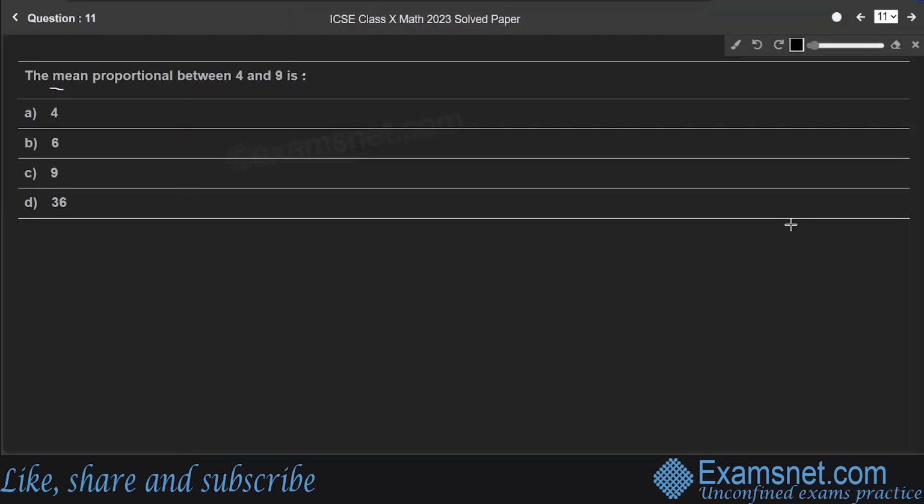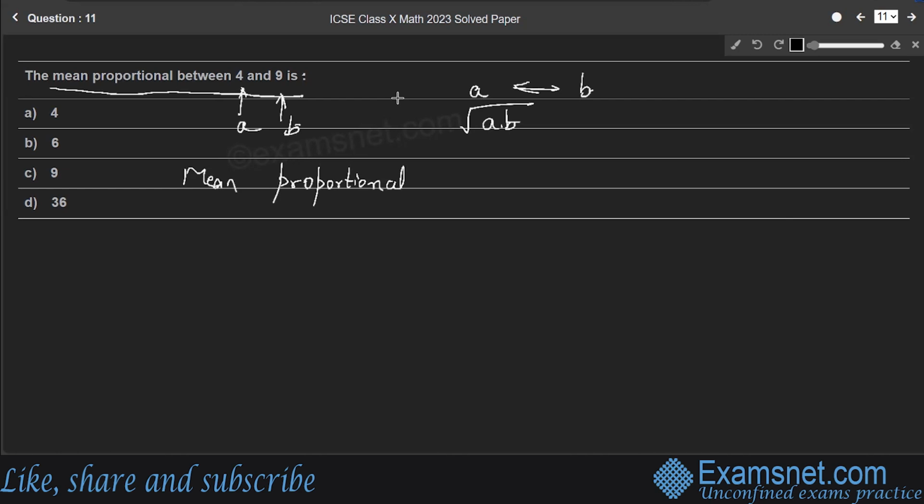Question 11. The mean proportional between 4 and 9 is? Consider any two numbers a and b. The mean proportional between two numbers a and b is always the root of a into b. Here a is 4 and b is 9. Therefore, the mean proportional between 4 and 9 is root of 4 into 9, which is root 36, which is 6. Therefore, option B is the answer.